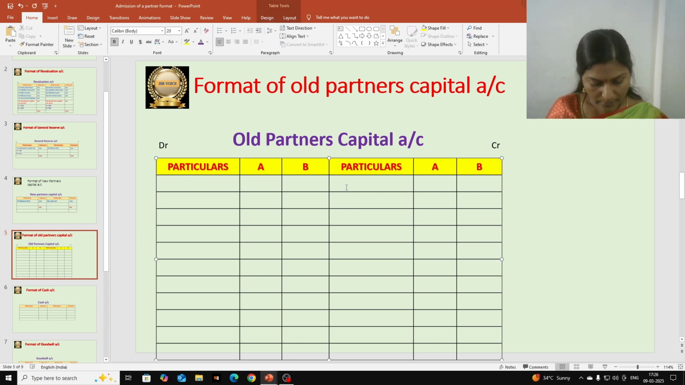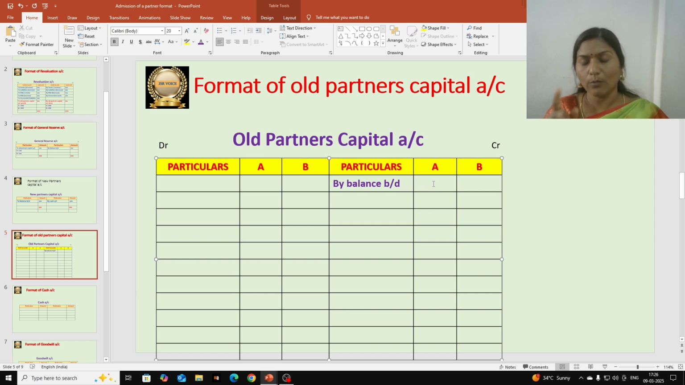On the credit side, by balance brought down, because these partners already have some capital in the business, which will appear in the question. That should be taken here, and we should write on the credit side as by balance brought down. Where can we see this amount? In the question they give the balance sheet. On the liability side these two partners' capital appears, that we should take and record here by balance brought down. We should write on the credit side.